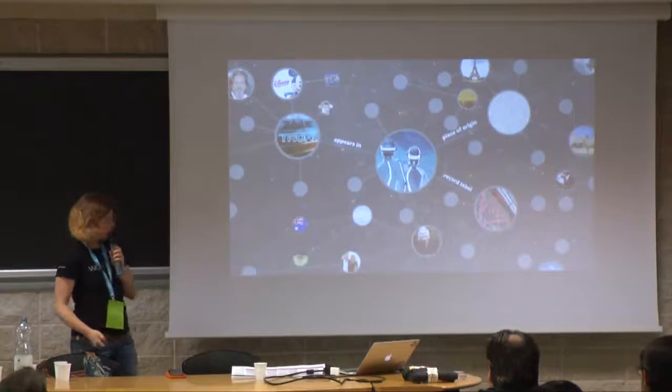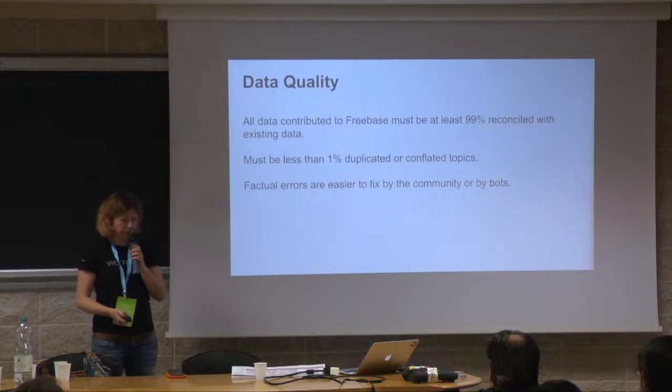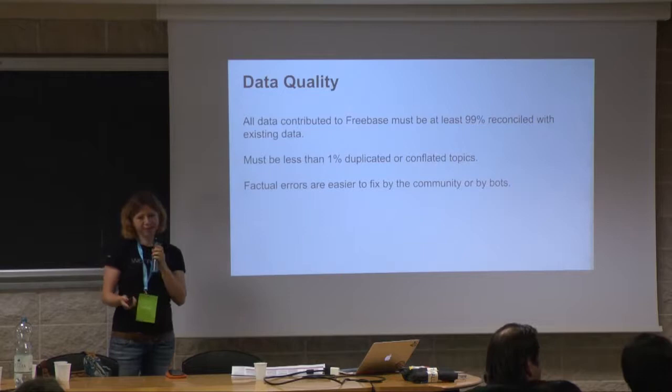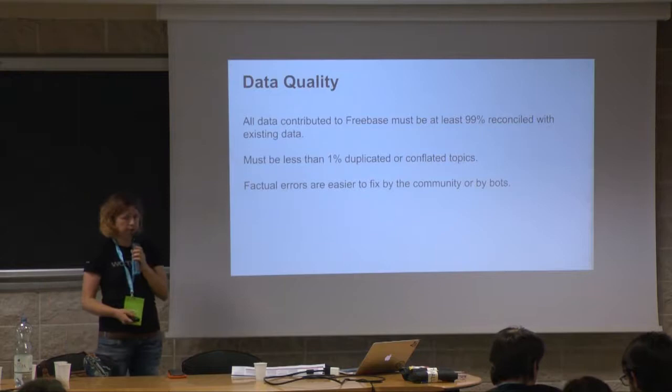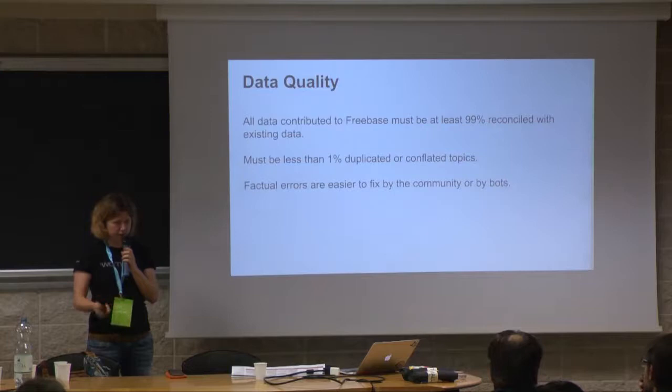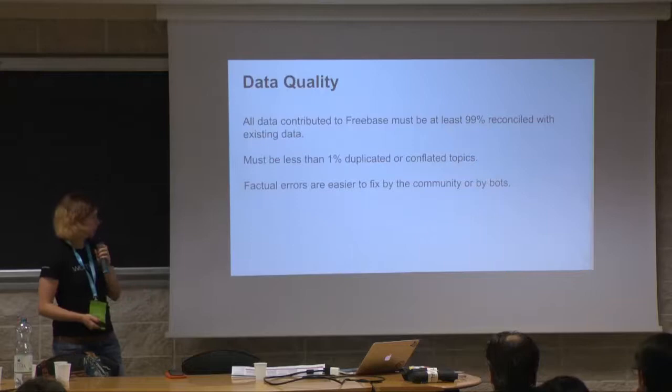When it comes to quality, Google really cares about publishing only high-quality data. But on the other hand, Freebase is open. A lot of people are contributing to Freebase, and we use data sources like Wikipedia, IMDb, and other sources on the internet. Our standards say that at least 99% of new facts added to Freebase need to be reconciled with the previous facts, which means you cannot add contradicting facts. It all should be coherent internally. And only 1% can be duplicated or conflated topics.